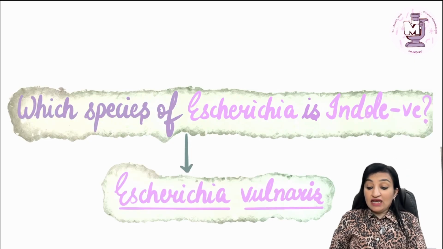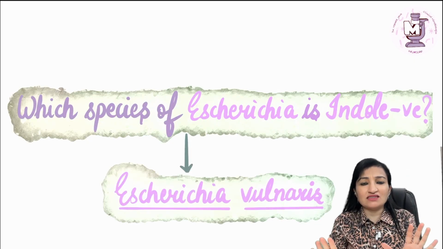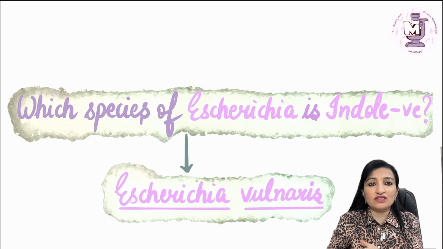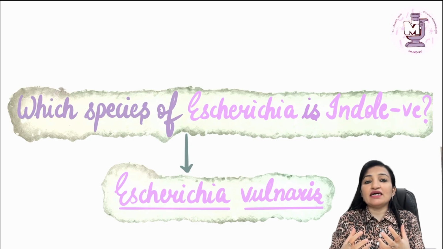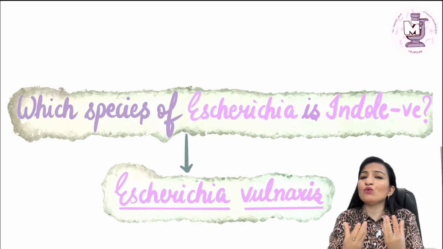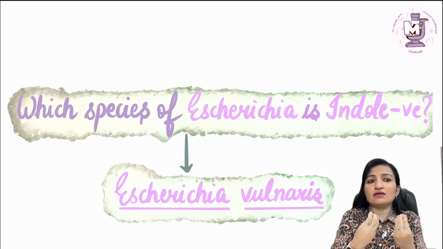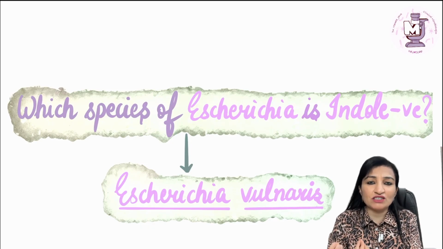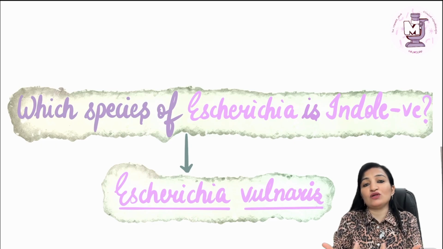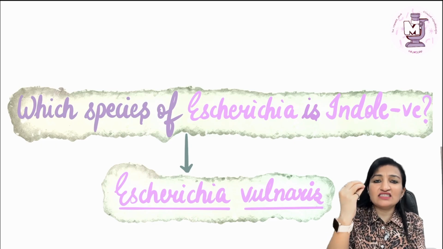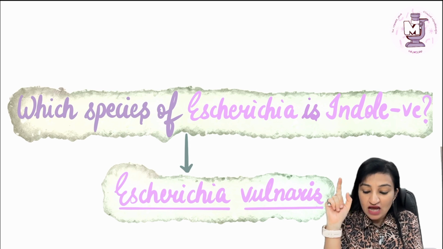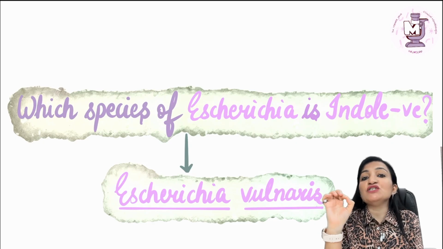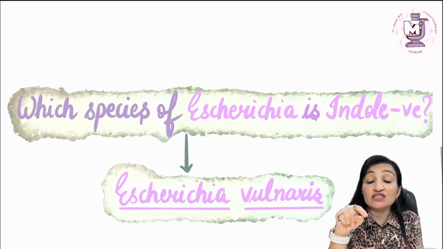Now if you have answered all the questions about indole test which I have discussed so far in this video module, your examiner might be intrigued to ask you more questions which I would say are a kind of extra edge questions helping you to get distinction or even gold medal. For example, your examiner might happen to ask you which species of Escherichia is indole negative. Remember, the indole negative species of genus Escherichia is Escherichia vulgaris.